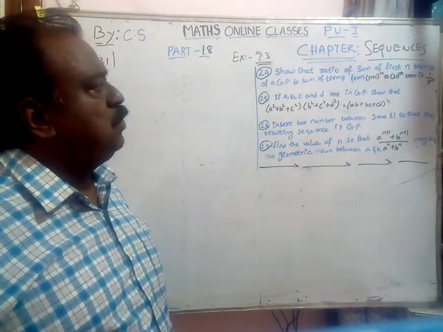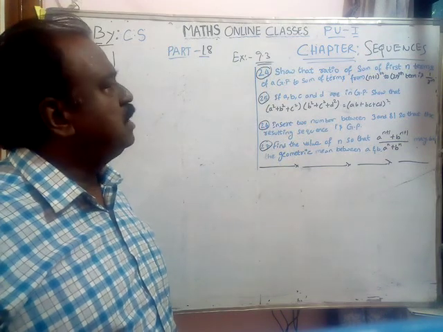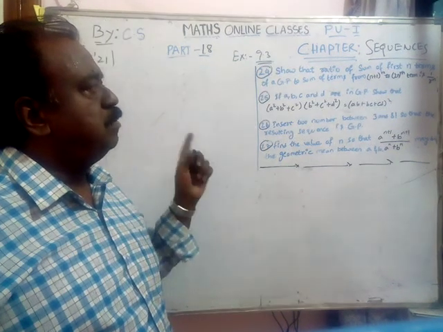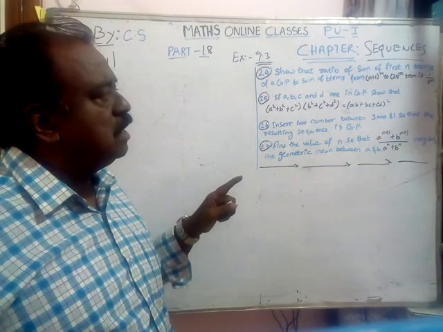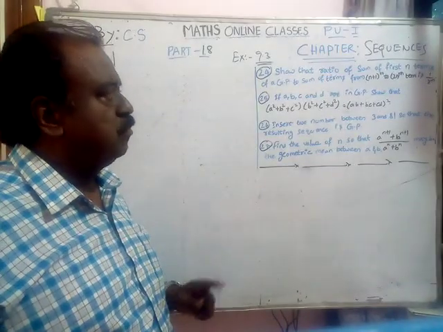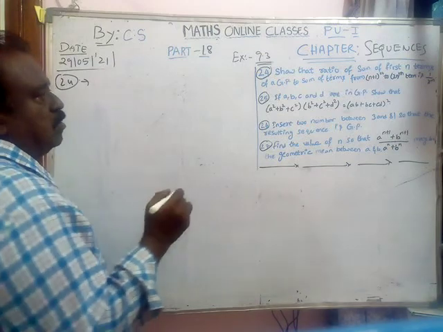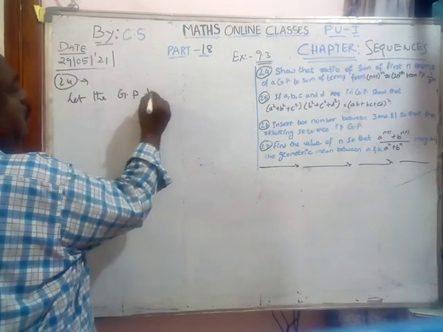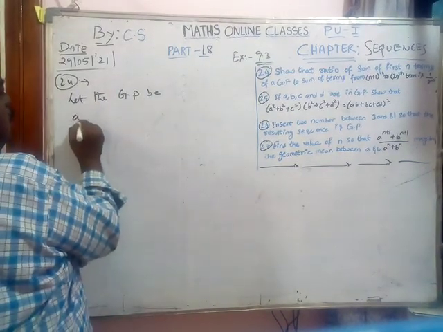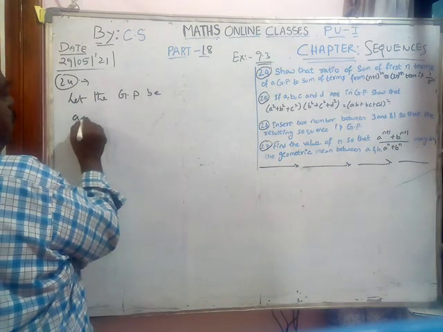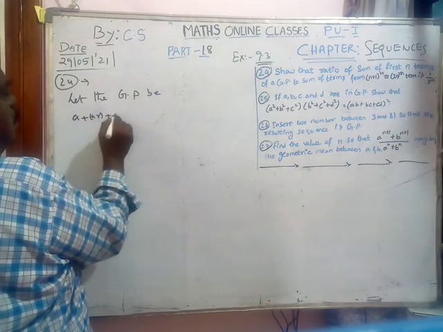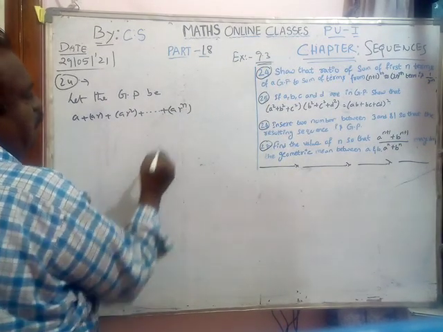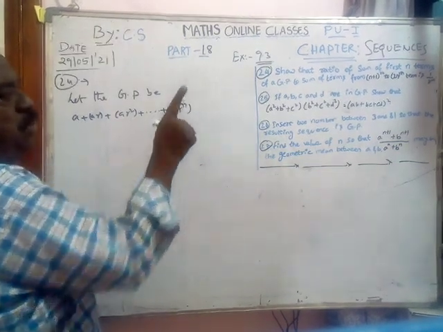Show that the ratio of sum of first n terms of GP to the sum of terms from n plus 1th to 2nth terms is 1 by r power n. You see now. Let the GP be a plus ar plus ar square plus dash dash ar power n. This is first n terms of GP.